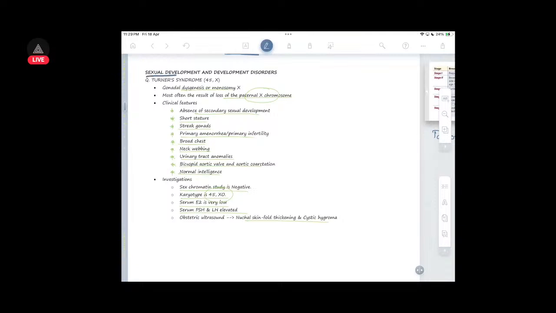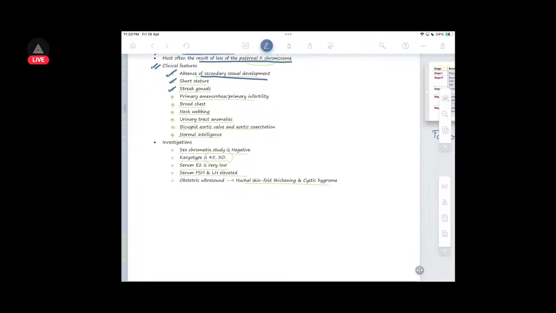Then sexual development and developmental disorders. We have Turner syndrome, which is 45X, gonadal dysgenesis or monosomy X. Most often it is a result of loss of the parental X chromosome. Clinical features: absence of secondary sexual characters, short stature, streak gonads, primary amenorrhea or primary infertility.